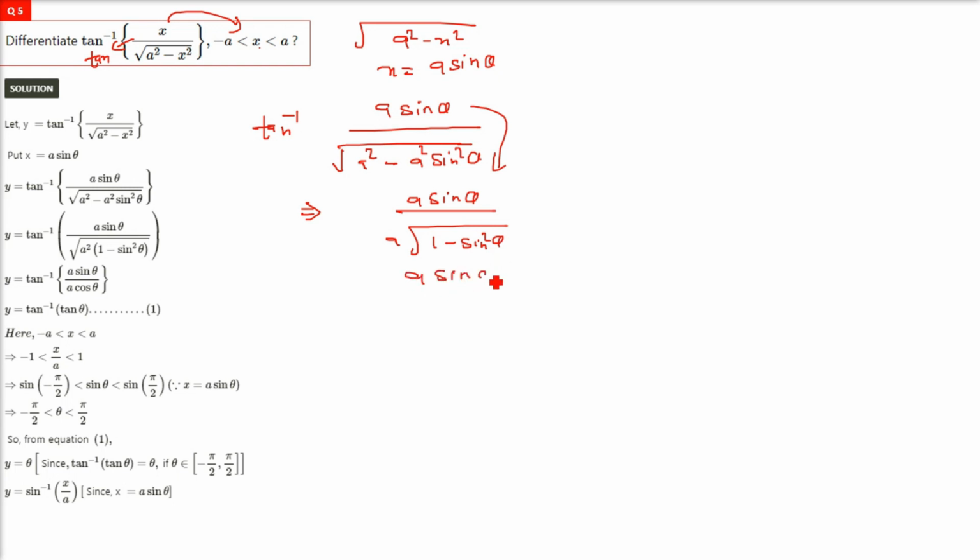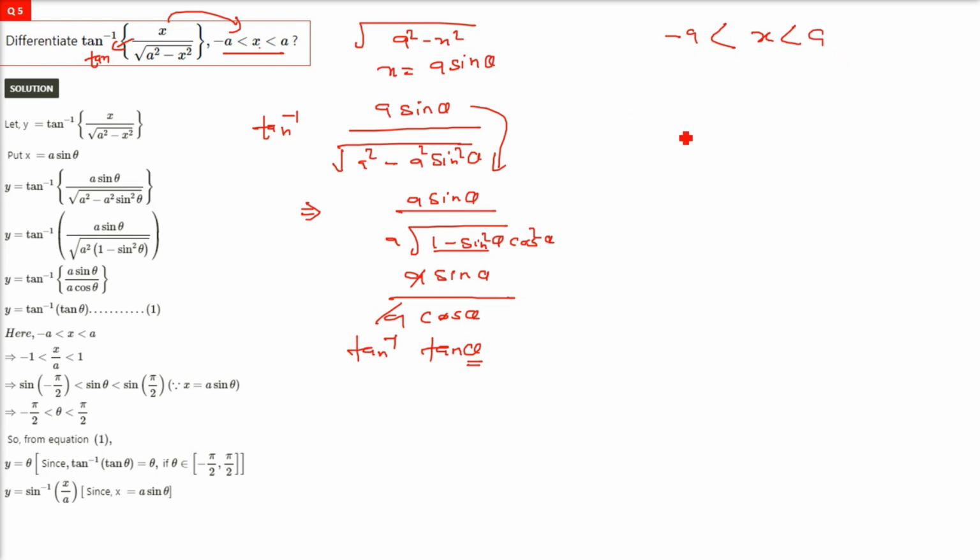So a sine theta, and 1 minus sine square theta is cos square theta, and when we have a root, cos square will cancel, so you get a cos theta. A gets cancelled, sine theta by cos theta is tan theta. So we wanted that, we got it. Tan and tan inverse you can cancel now. But since the boundary is also given, x has to be between negative a and a.